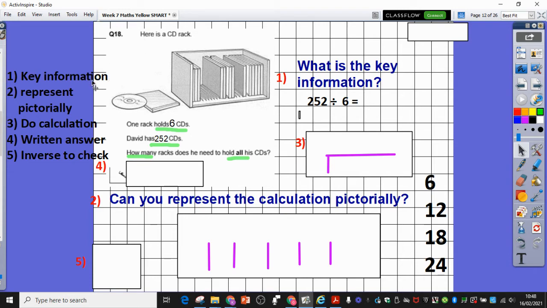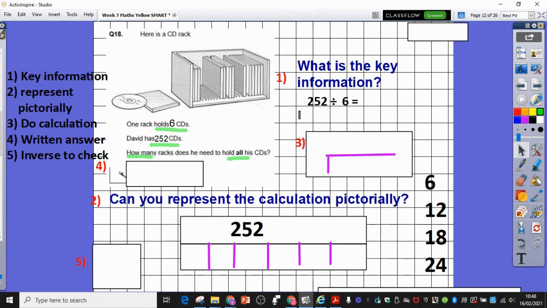I'm now going to represent it pictorially. What is it asking me to do? Now I've already done that to show you. So let's just get rid of this box down here. I know that the number of CDs, my whole number, is 252, and I know I'm going to have to share it 6 ways, 6 equal ways. Now, I tried to get these as equal as I can, but my drawing skills aren't that great. I'm sure with a ruler, you'll be able to do a lot better than me.